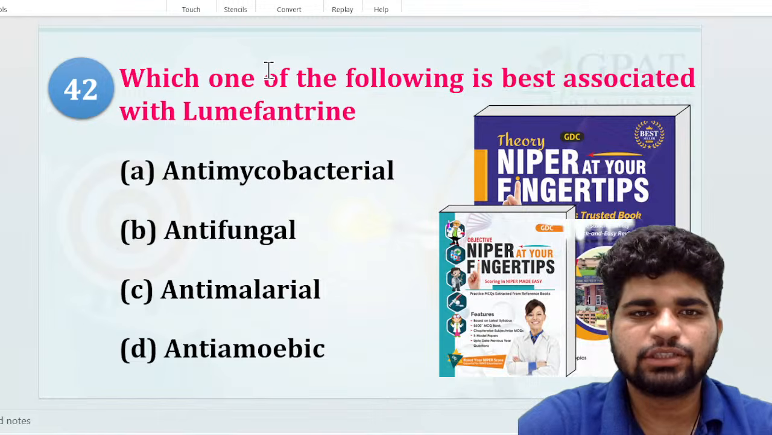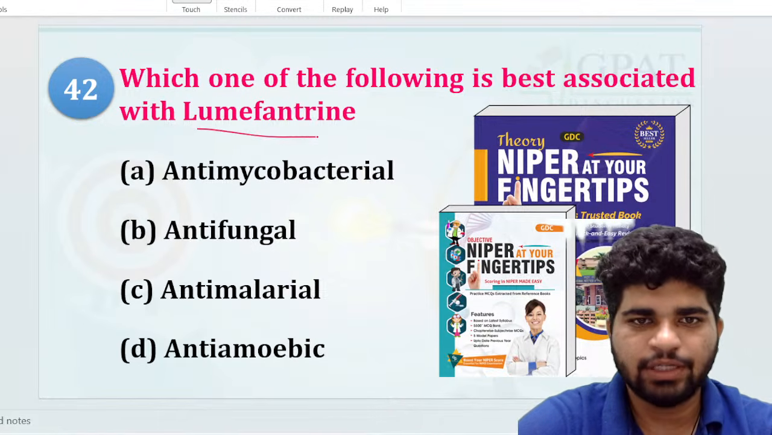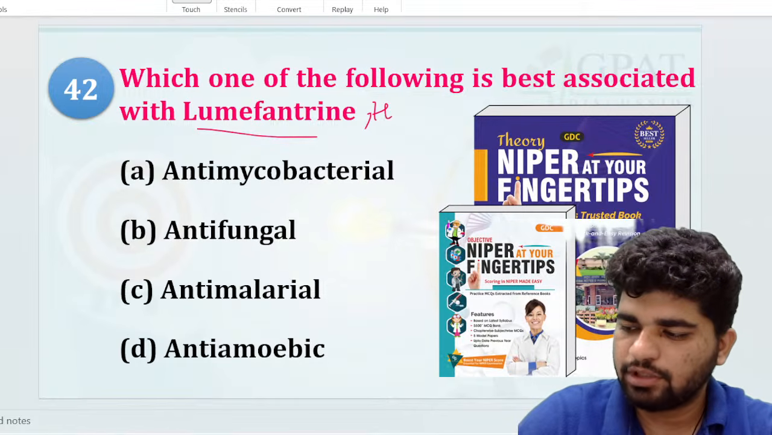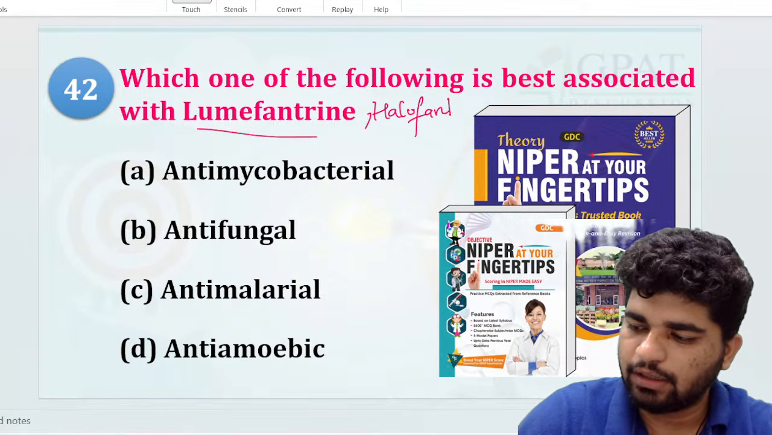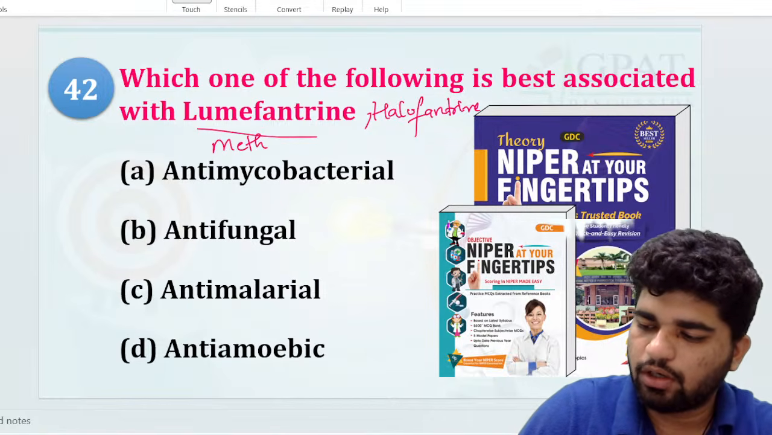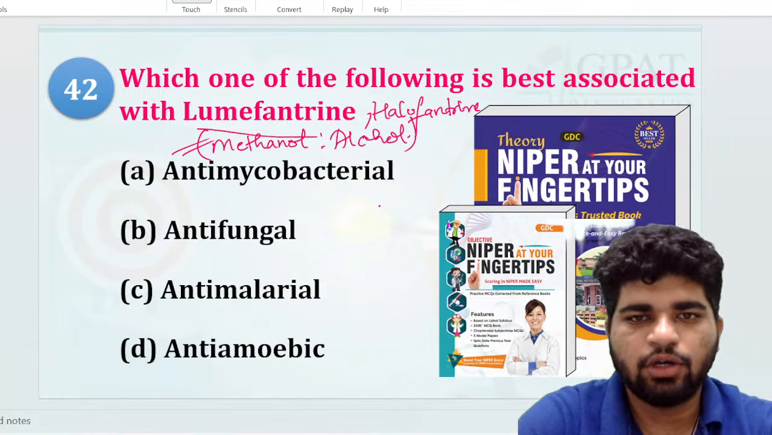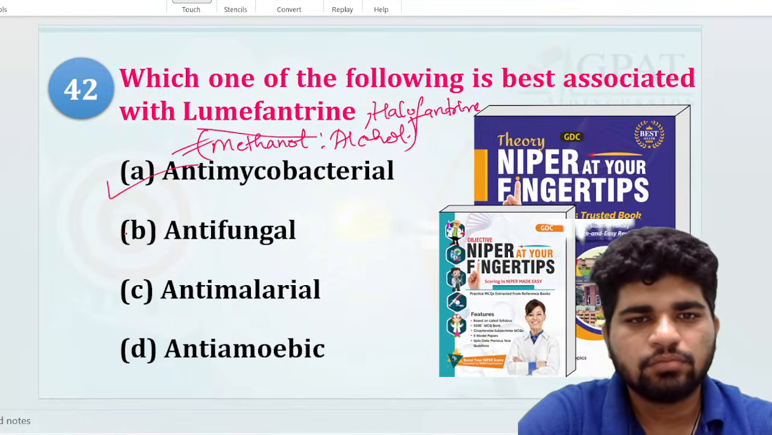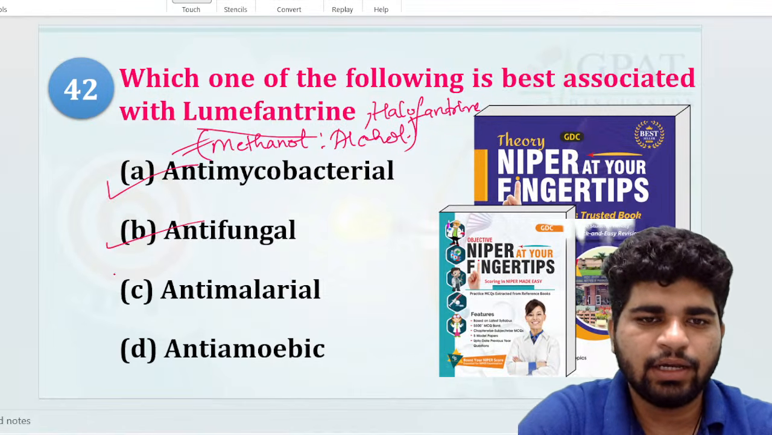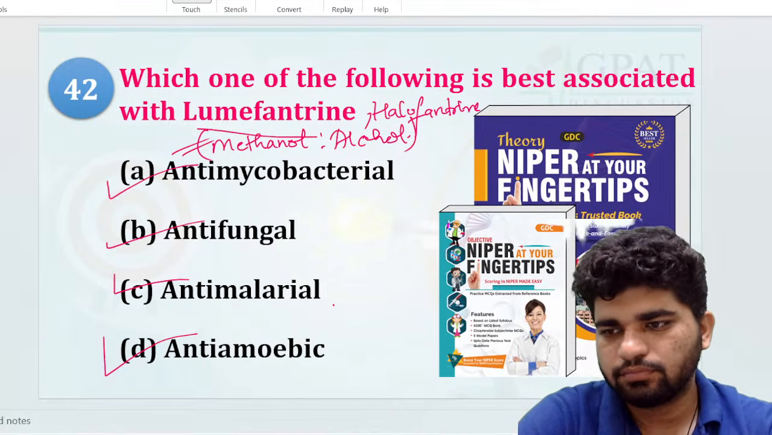Which of the following is best associated with lumefantrine? Okay, lumefantrine, guys. Lumefantrine, halofantrine. Remember? These are the methanol plus alcohol kind of composition. So it is your antimycobacterial, antifungal, anti-malarial, or anti-amoebic. Anyone?